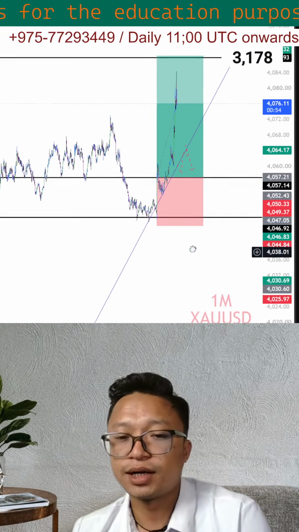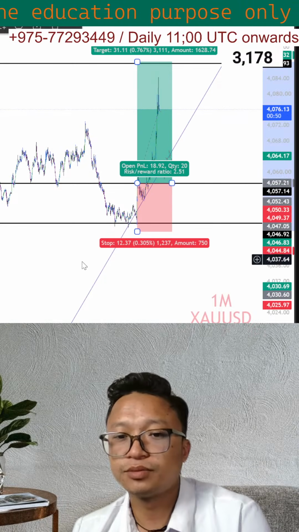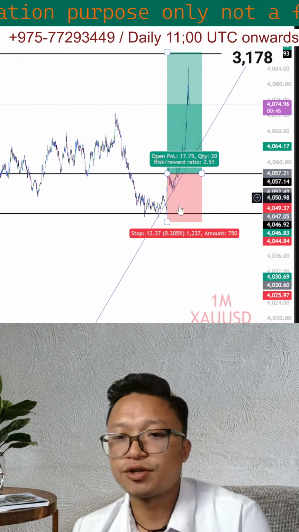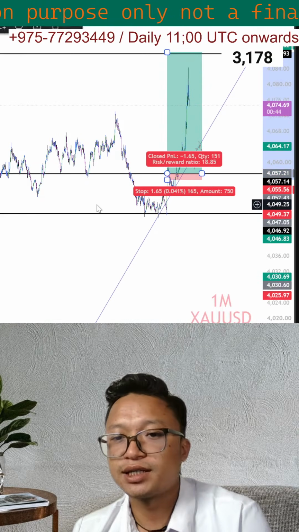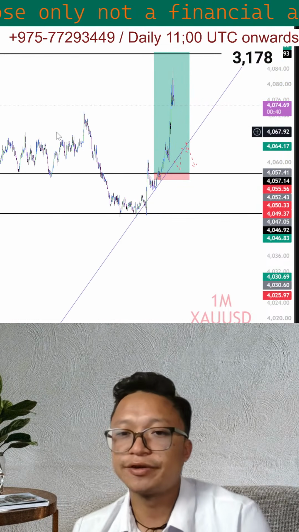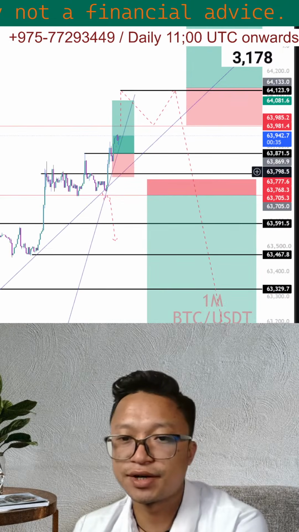Gold has done a good job for you all. Gold almost hit all TPs, right? Book some profit, move your stop loss to the entry, and the rest, just let it flow. This is the simplest thing you can do if you're holding. If you're closing, it's up to you all, because this is a scalping session.